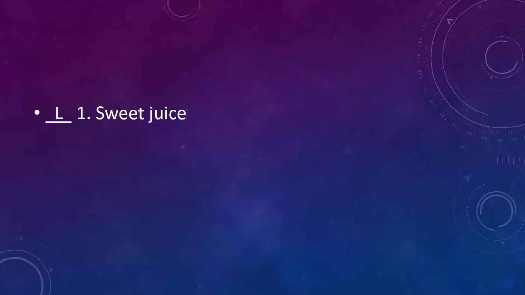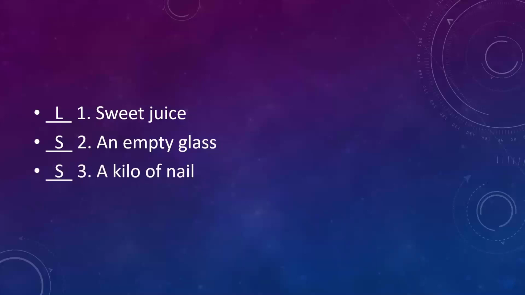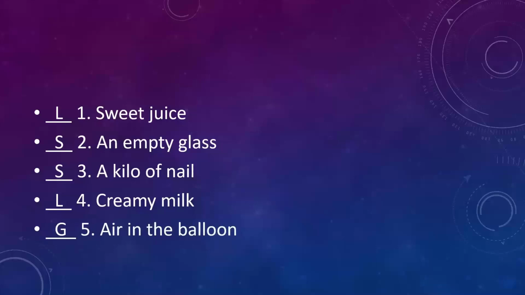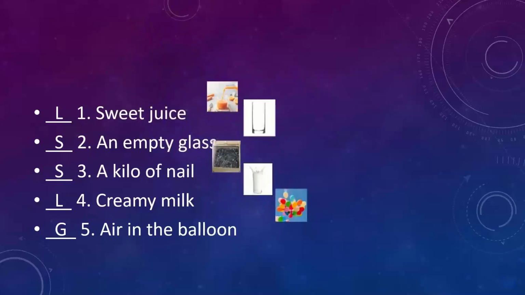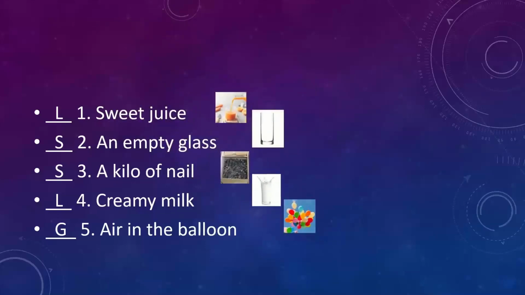Number 1, sweet juice is liquid. Number 2, an empty glass is solid. Number 3, a kilo of nail is solid. Number 4, creamy milk is liquid. Number 5, air in the balloon is gas. Good job!